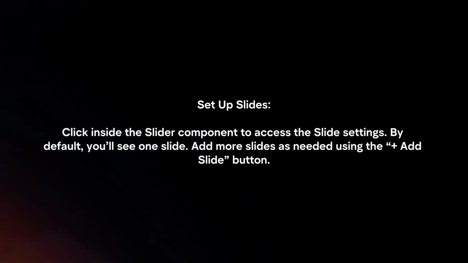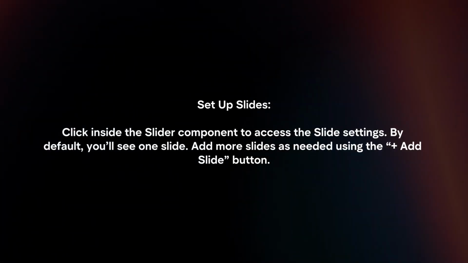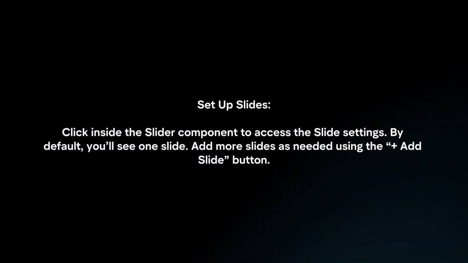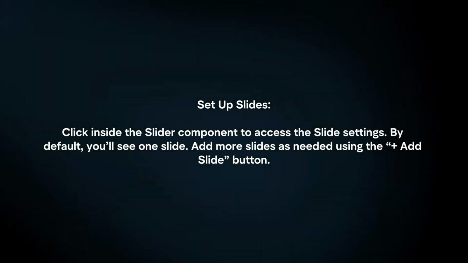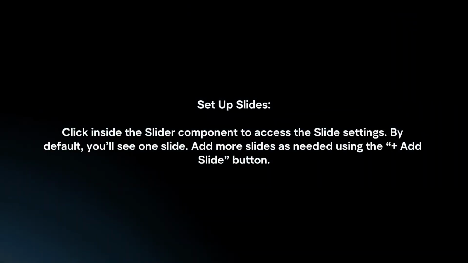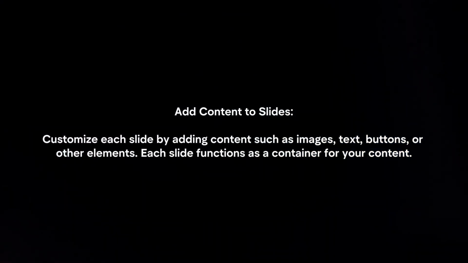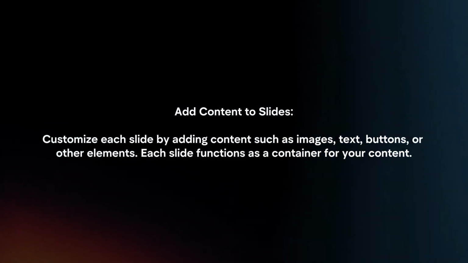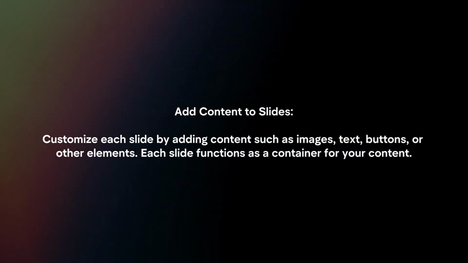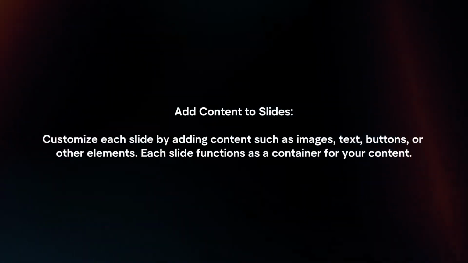Set up slides. Click inside the slider component to access the slide settings. By default, you will see one slide. Add more slides as needed using the +Add Slide button. Add content to slides. Customize each slide by adding content such as images, text, buttons, or other elements. Each slide functions as a container for your content.